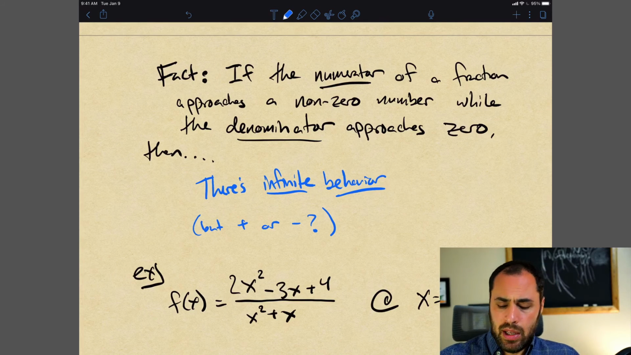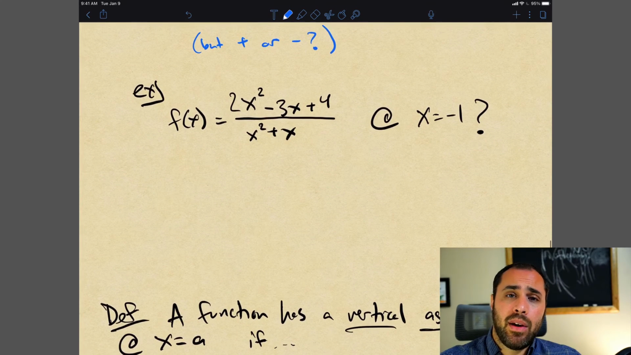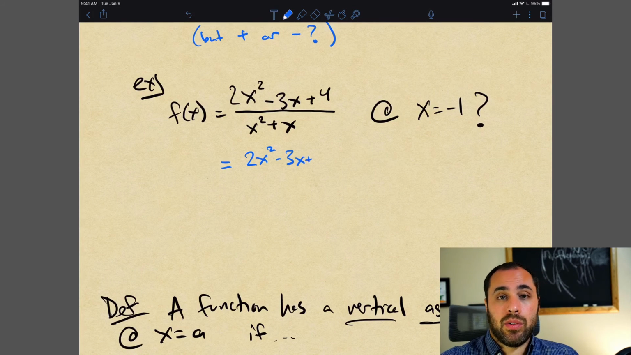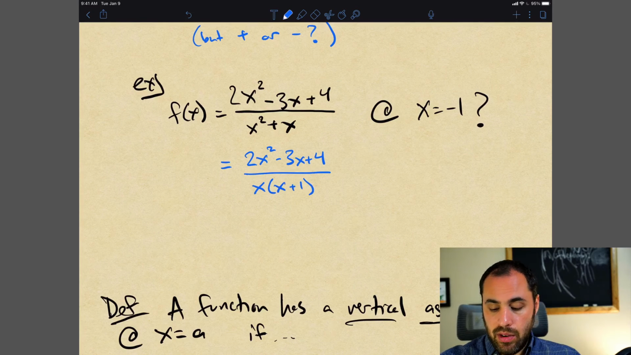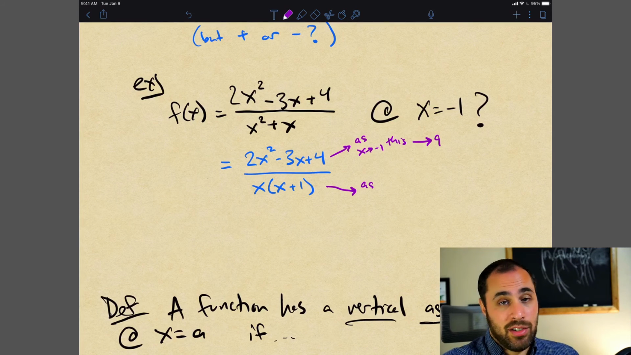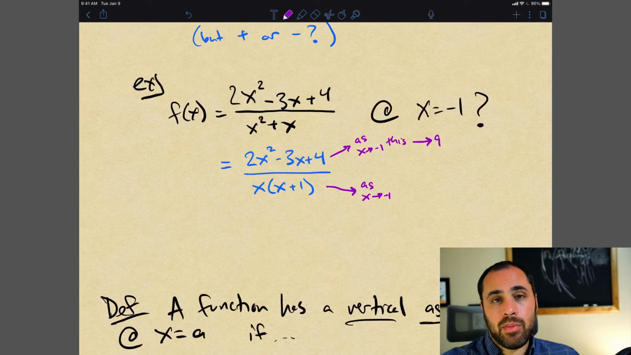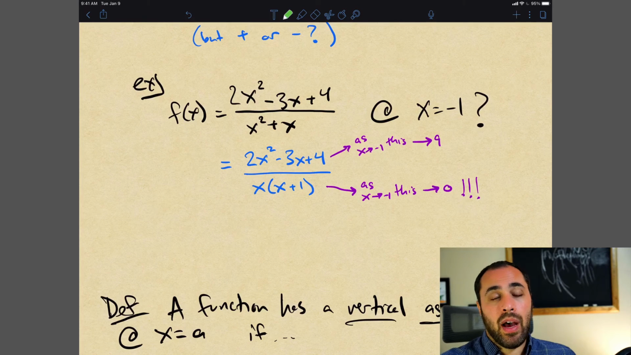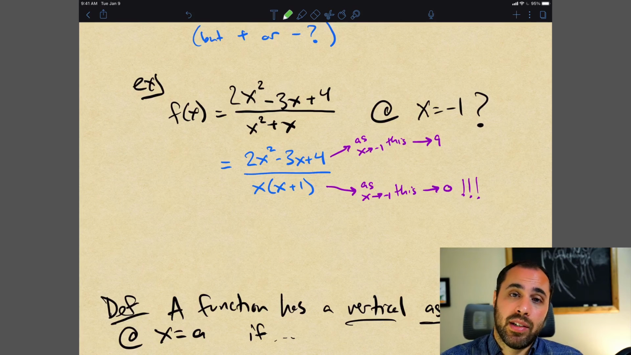And I'll show you by example. Let's look at this function again, but I want to know what's happening around the point where x is -1. So let's see that those two criteria are met. Here at the top of this fraction, if we plug in -1, we see that it's going to 9. That's certainly not 0. But, especially after we factor, you can see the bottom of this function is getting close to 0. If you were to plug in -1, the bottom would be 0. So we've got some sort of infinite behavior, but let's parse it and see in which direction.